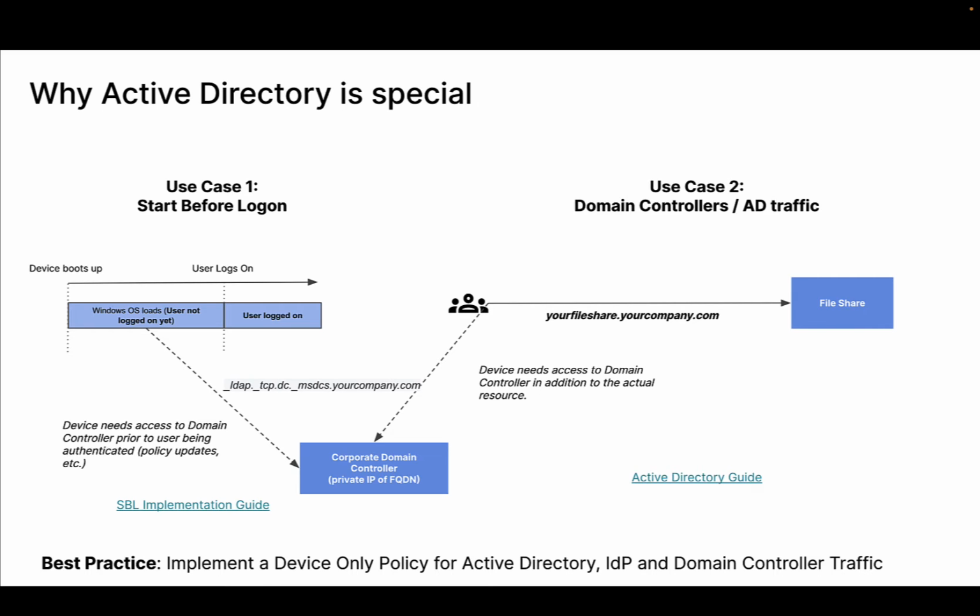So if we start with the first use case, which really starts before logon, it is to allow devices to connect to domain controllers even before a user is authenticated against Windows. So it allows the device to reach the private domain controller and download new policies, for instance. The second use case is if you have any technology or endpoint your users are connecting to that requires Active Directory, then we'll need to adapt to that as well. So the following guide covers what you need to do and in what order to cover both of those use cases.